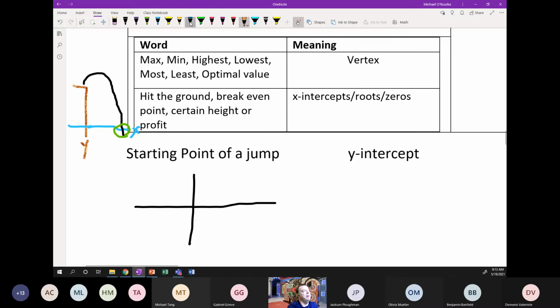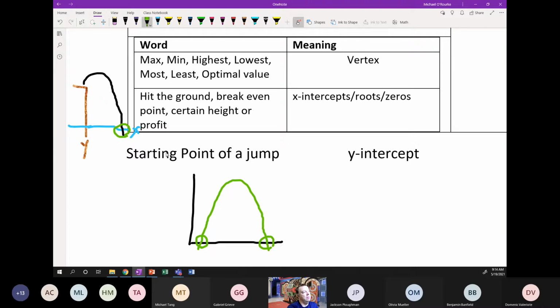Break-even point of a company. So if this was a company that was making money, if we go back to our sunglass sales again, I would be looking at these 2 points as my break-even points, as in when do I make money in this graph. So that's looking for x-intercepts.